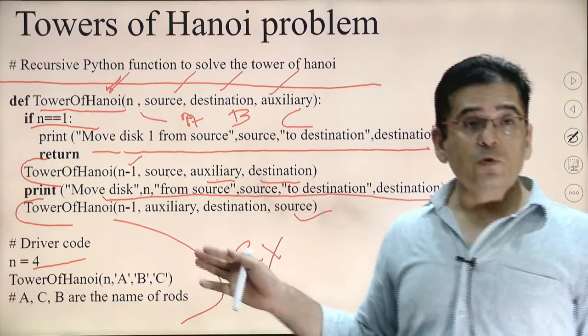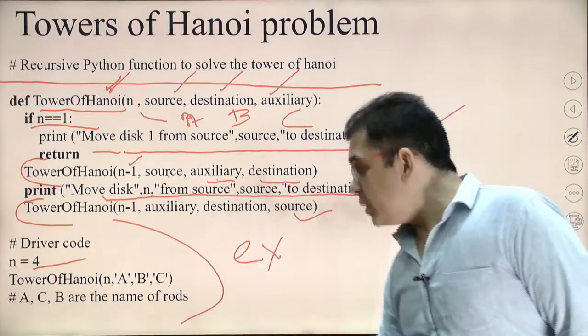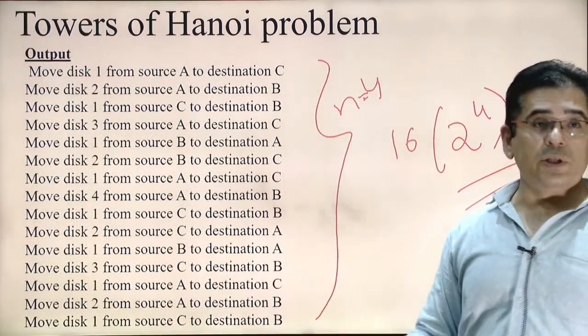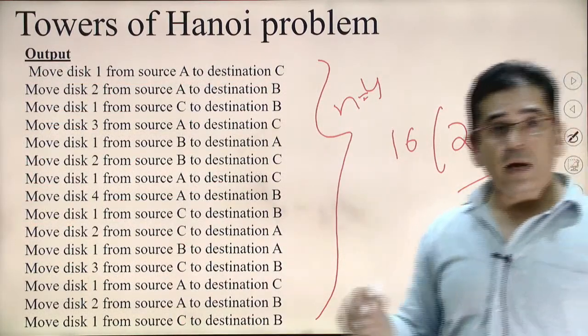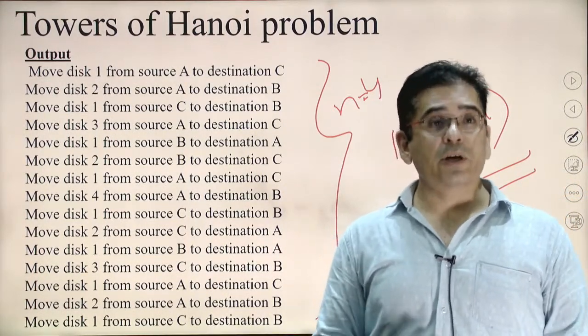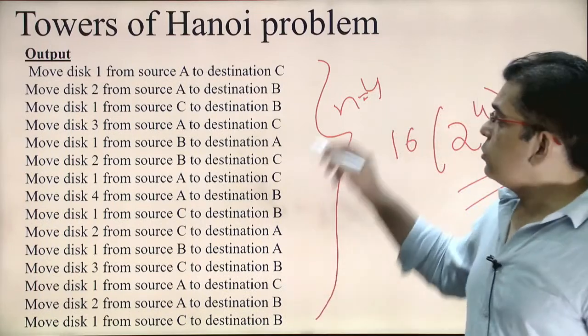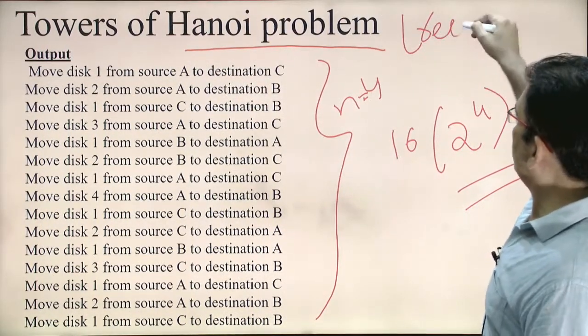The advantage of using pythontutor.com is that here there are 16 steps and around 8 lines of code. So the recursive step by step movement of disks can be visualized in the output itself. That is the advantage of using Python Tutor. So this is the Tower of Hanoi problem using recursion.